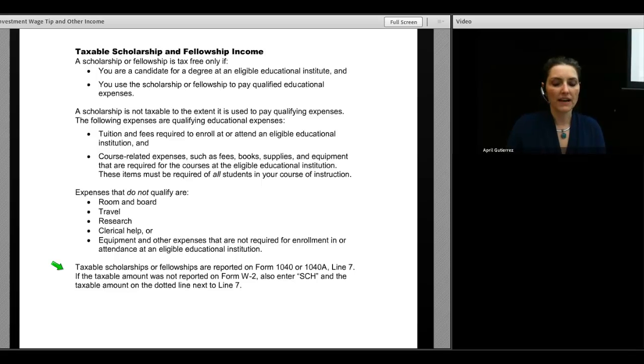Now, if you have a taxable scholarship, what you would do is you would go over to your Form 1040, and on the dotted line next to line 7, you would type SCH for taxable scholarship. So I'm just going to open up a 1040 form here real quick and show you what I mean by that.